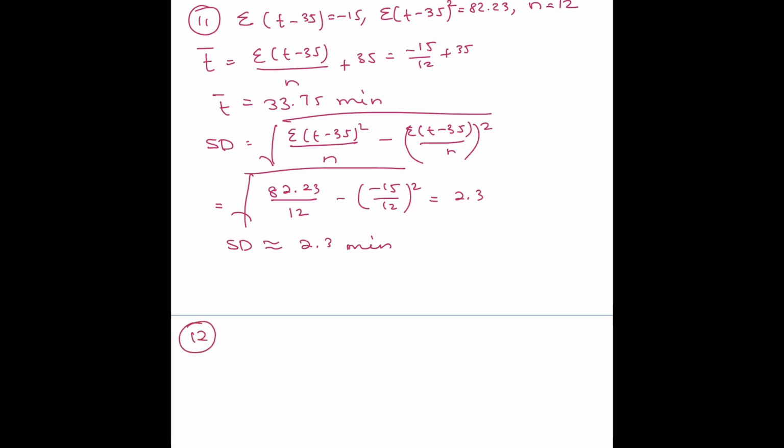All right, number 12 now. Easy questions. A summary of 24 observations. So n is 24. Given the following information, sigma (x minus a) is negative 73.2, sigma (x minus a) squared is 2115. Find the mean of these values of x is 8.95.